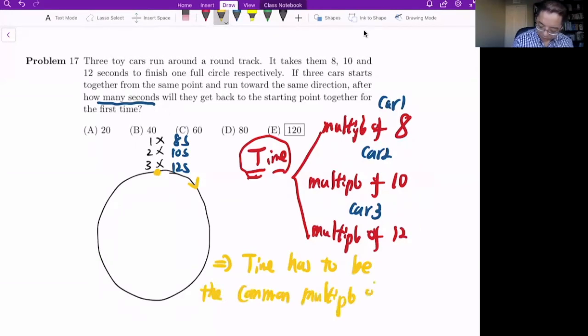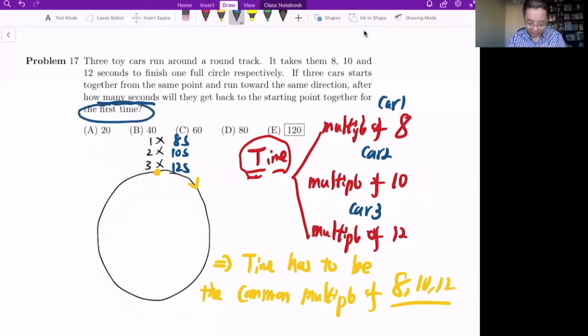The common multiple of 8, 10, and 12 is needed in order for the 3 of them, simultaneously after a while, to go back to the original point. Now, because here we are looking for the first time, that means the least amount of time. So the least amount of time, we translate to this language, means the least common multiple.